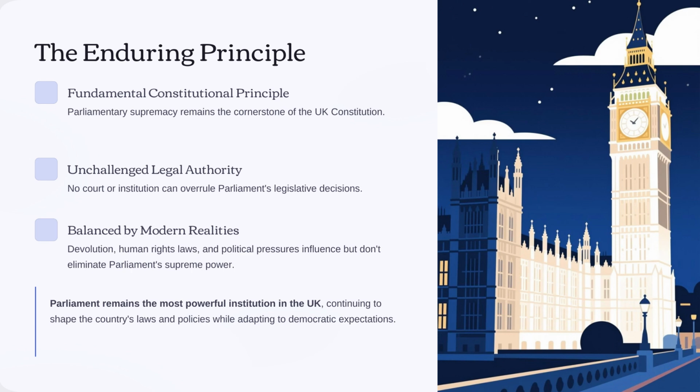The enduring principle. Fundamental constitutional principle. Parliamentary supremacy remains the cornerstone of the UK Constitution. Unchallenged legal authority. No court or institution can overrule Parliament's legislative decisions. Balanced by modern realities. Devolution, human rights laws, and political pressures influence but don't eliminate Parliament's supreme power. Parliament remains the most powerful institution in the UK, continuing to shape the country's laws and policies while adapting to democratic expectations.